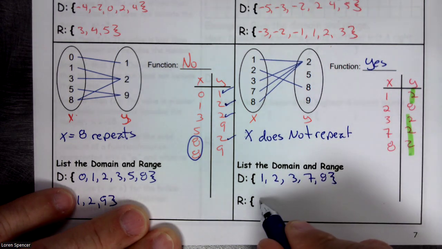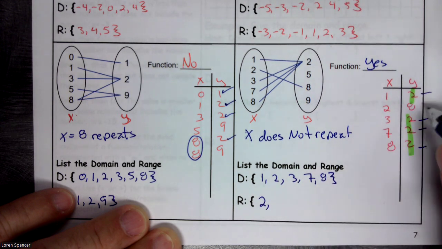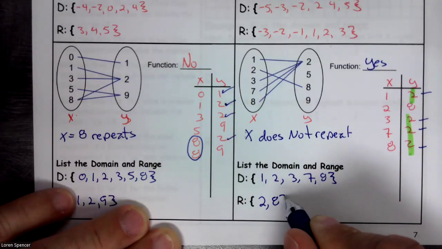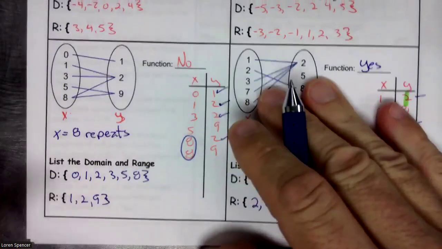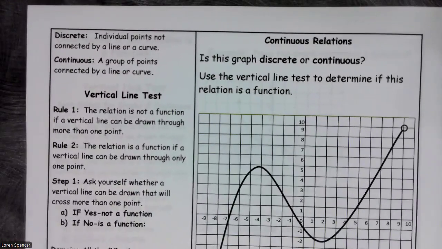And then our range 2, and we have a bunch of them. We check those off. The only thing we have left is an 8. So there's our range. Okay, so that was discrete functions and mappings. Now we're going to work with continuous relations.